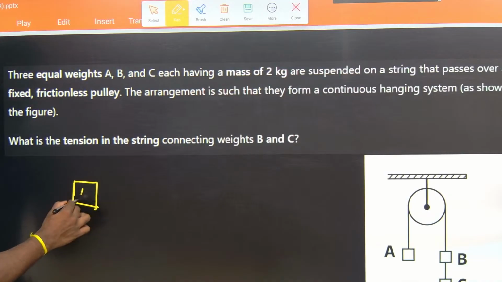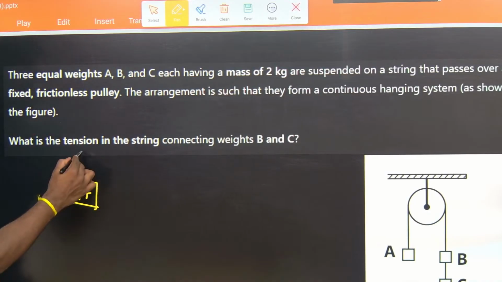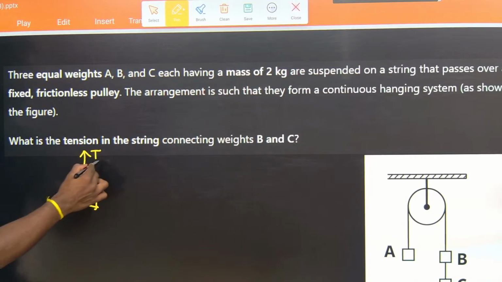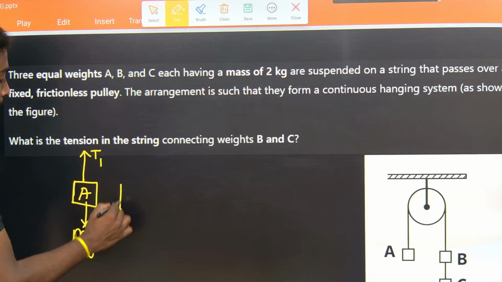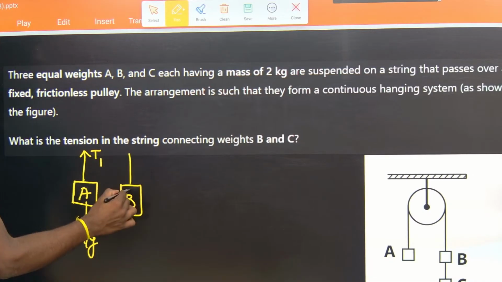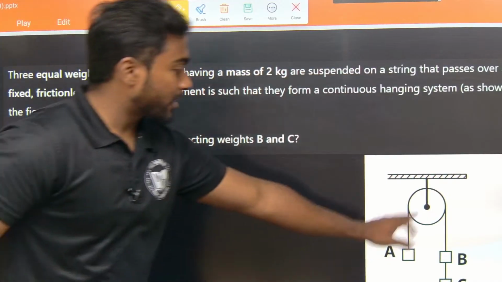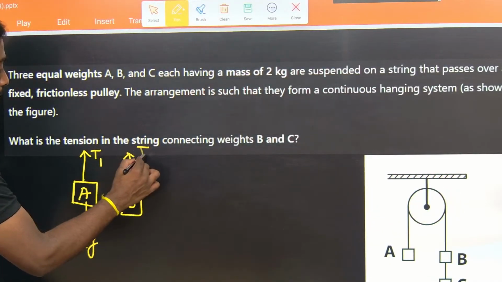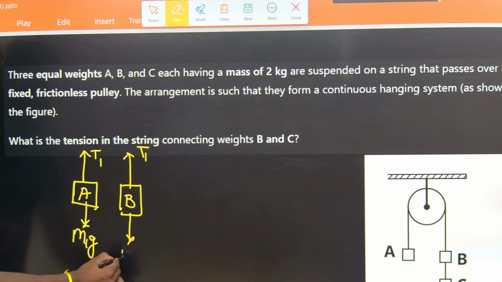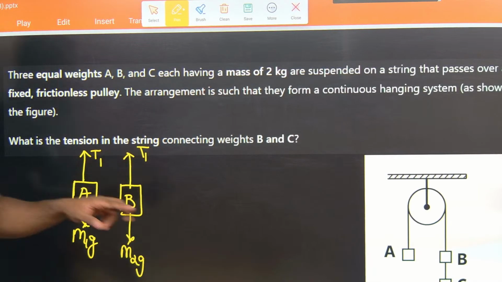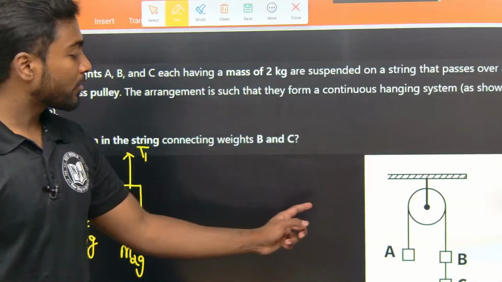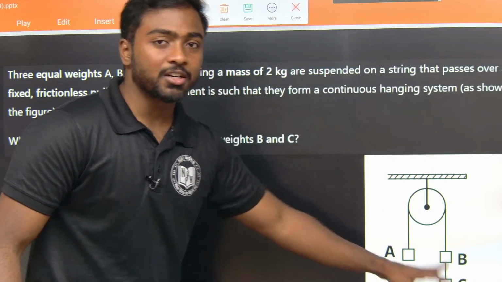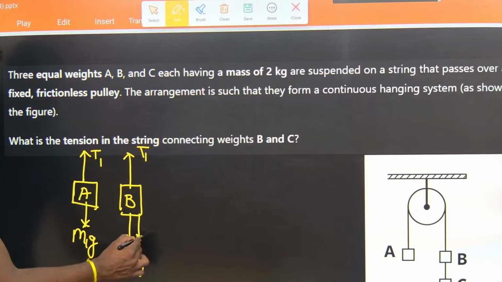Yes, this is my block A, and the tension here is T1, let me take. So here it is M1G. Now let me take the block B. So tension will be here, the same string, same tension, this is T1. What about here? M2G is there, but one more tension is also acting, that is T2. Why? Because when the string or rope changes, tension also changes. So the tension here is T2.